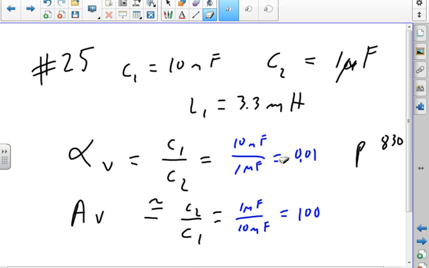All right, so now we'll use our calculator. 10 nano divided by 1 micro. Yeah, that's correct. And if I go 1 over the answer, I get 100. Okay, good.